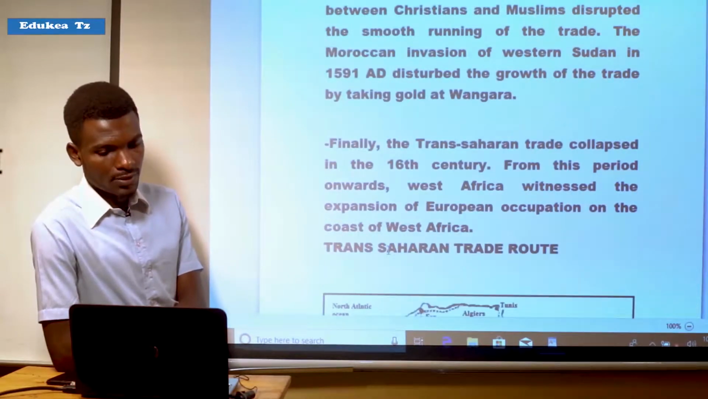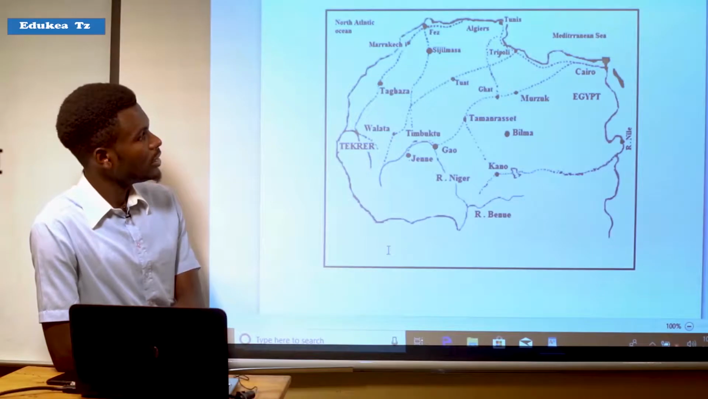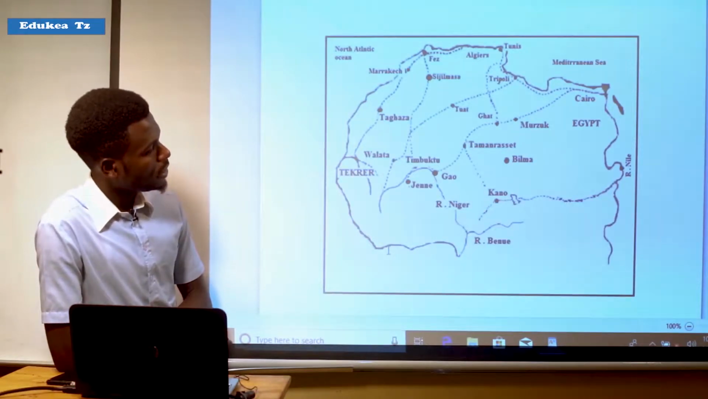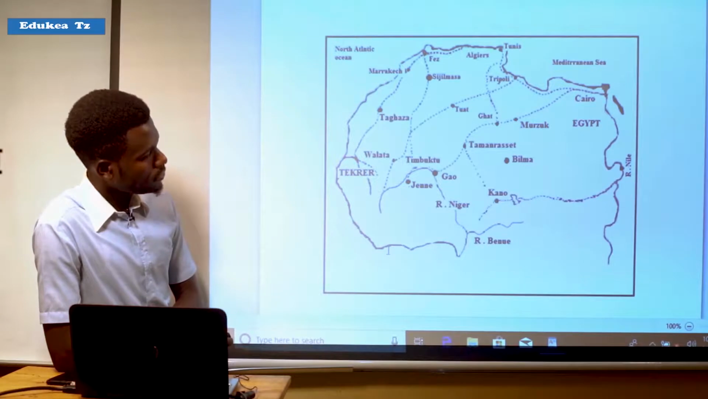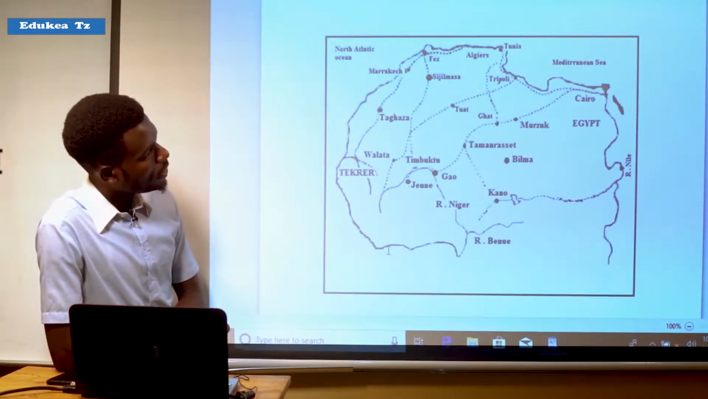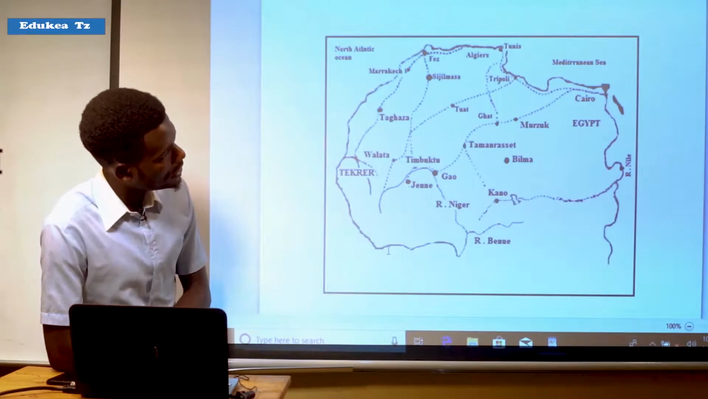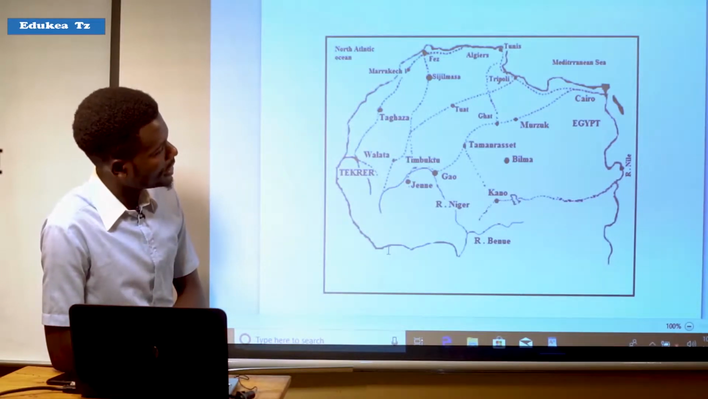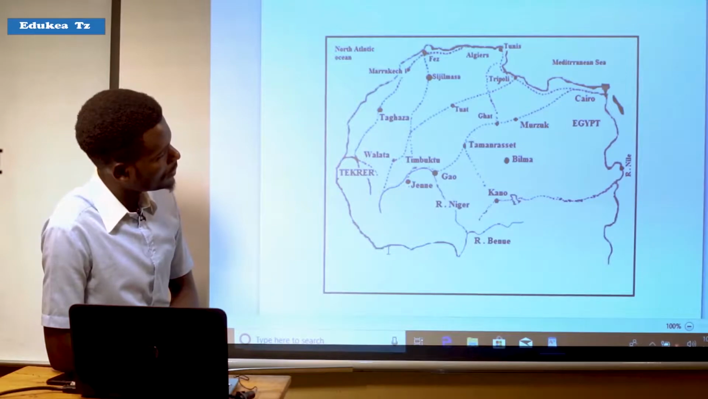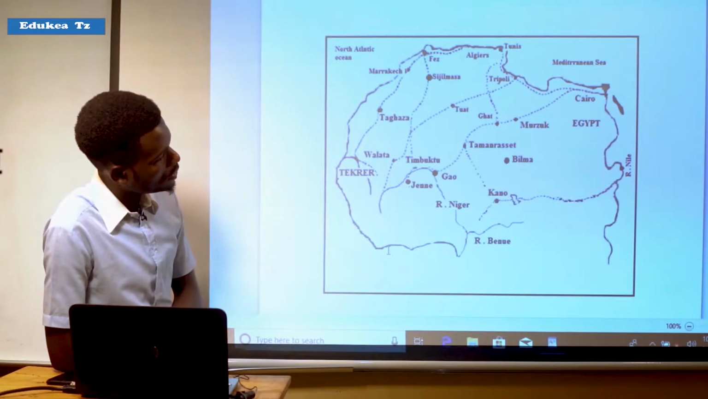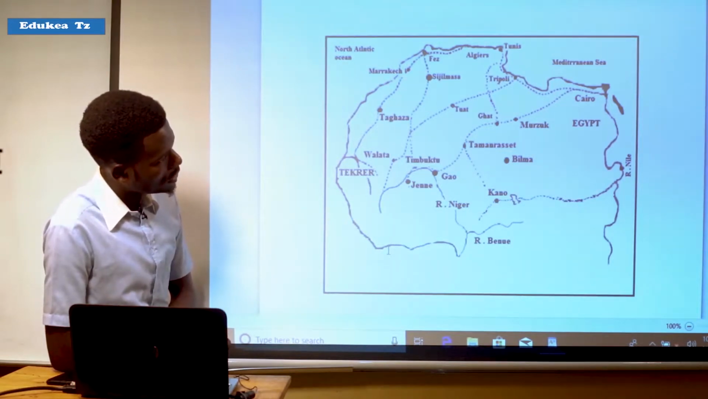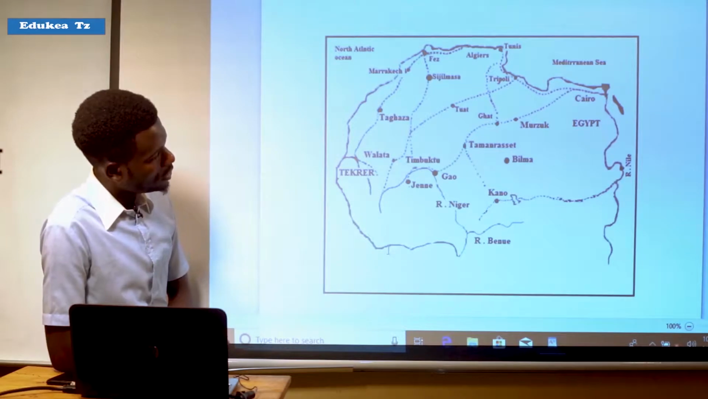Let us see the transatlantic trade routes. As we see in the map here, there is Sijilmasa, Taghaza, Walata. This was the western route, and this was the central route, that is Ghat through Cairo, Murzuq, Tamanrasset, Gao, and Djenne, and this was the central route.